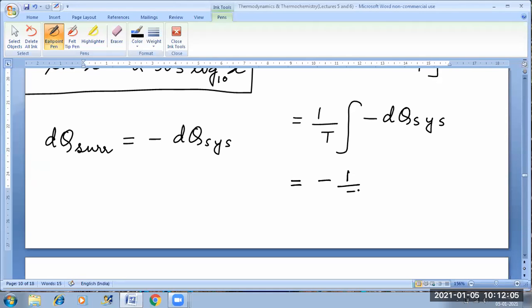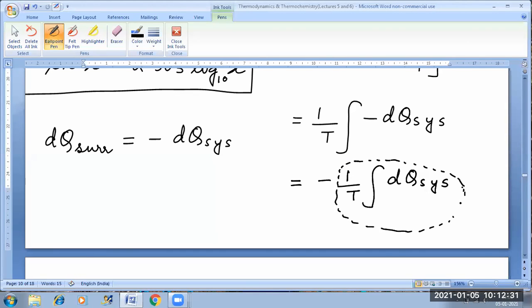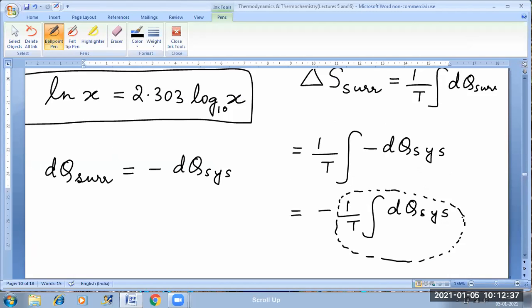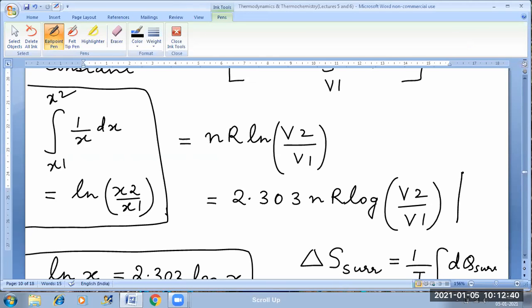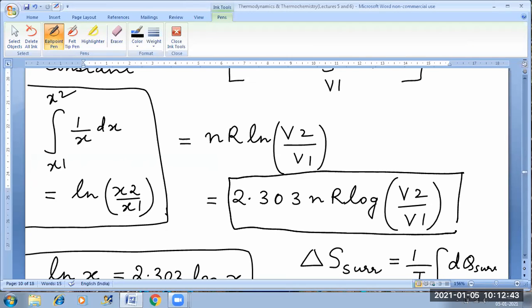This is nothing but minus 1 upon T integral of dq system. So dq surroundings is equal to minus dq system. Now, this entire thing has been already found out by us here. See, this is the value. So I'll put that value.